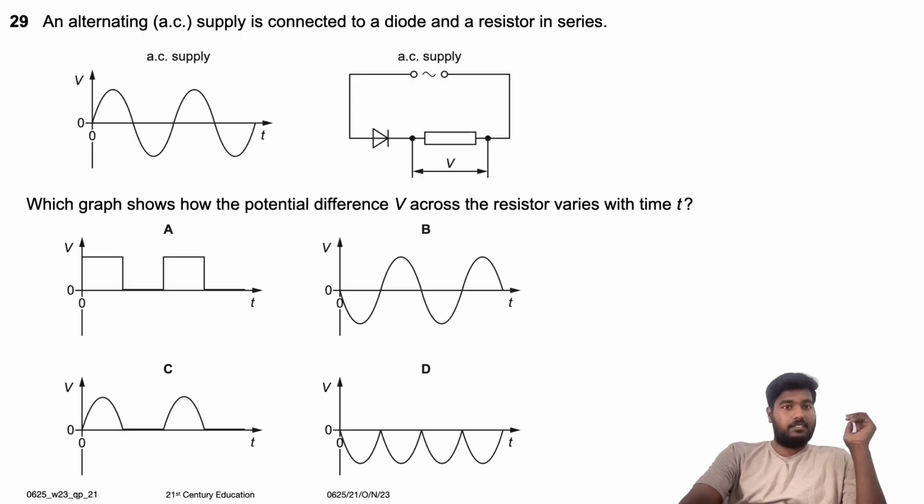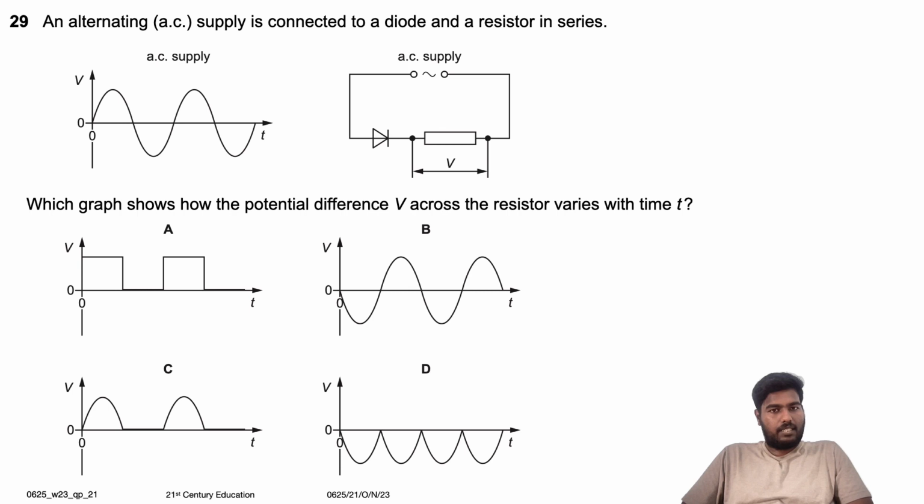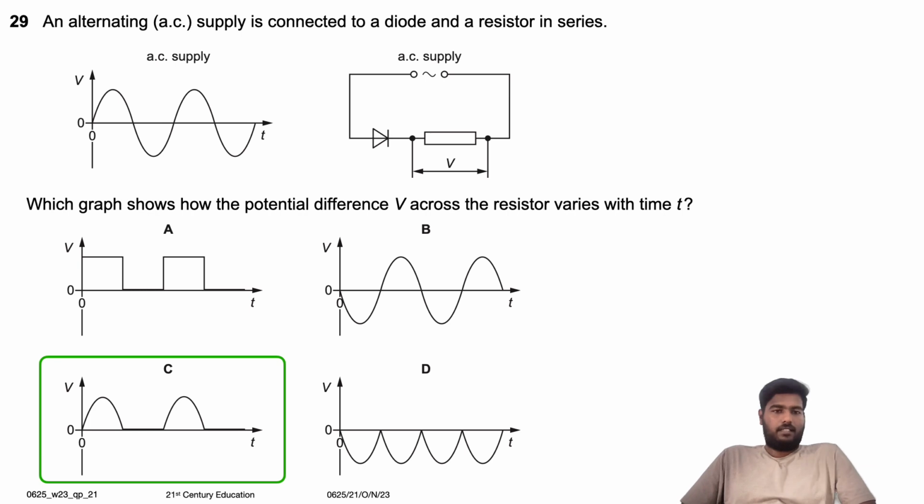Okay, an alternating supply is connected to a diode and a resistor in series. Which graph shows how the potential difference V across the resistor varies with time? Okay, one single diode is connected, so this is like a half wave rectifier. In an AC supply, it's going to allow current only in one direction. Sorry, voltage in one direction, so only the top will get through, the bottom will be cut out, so option C. So this is a graph of a half wave rectifier.